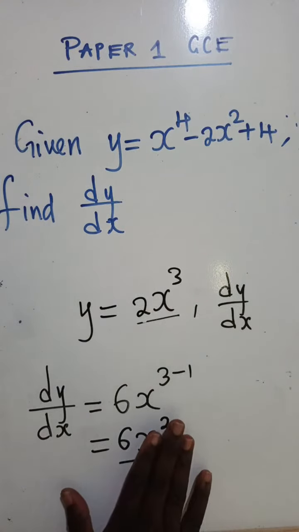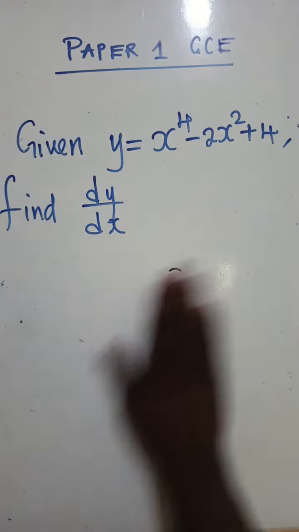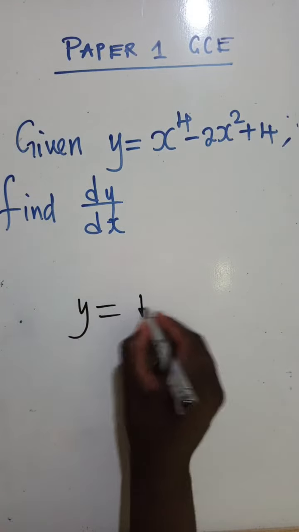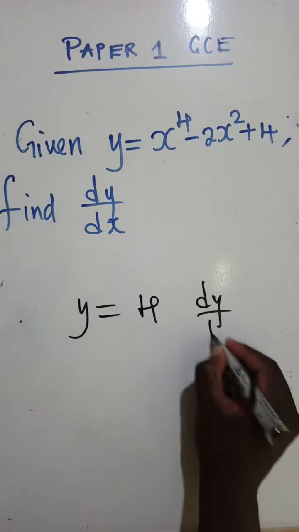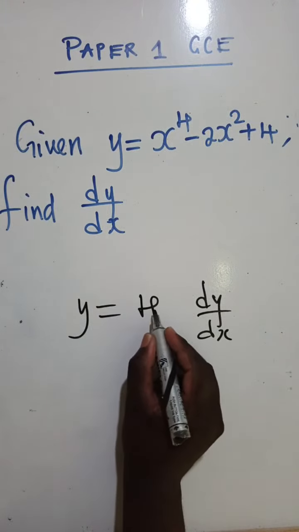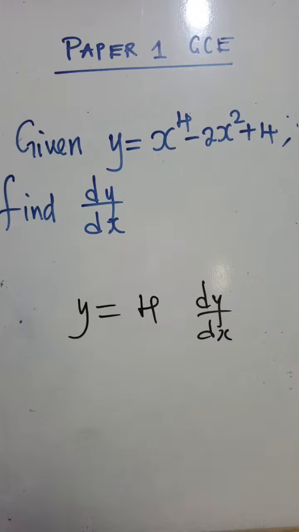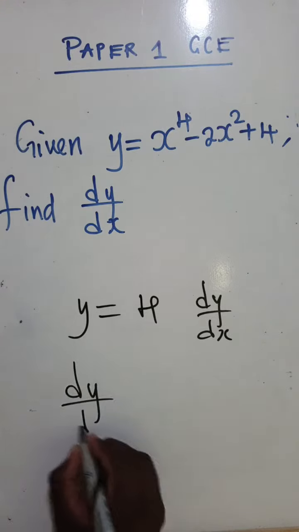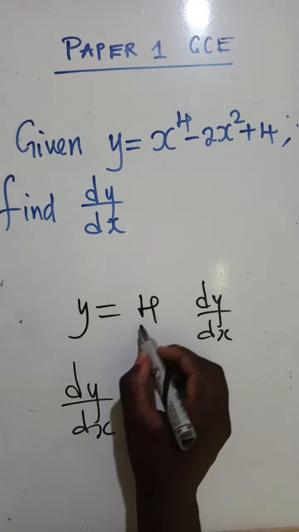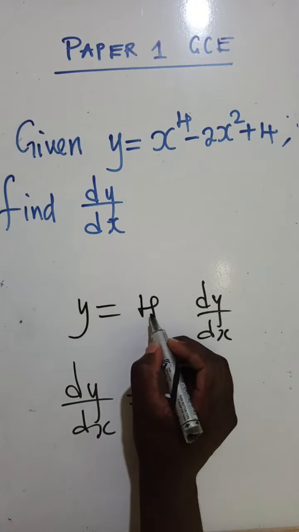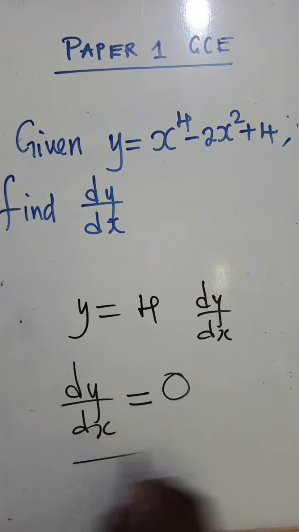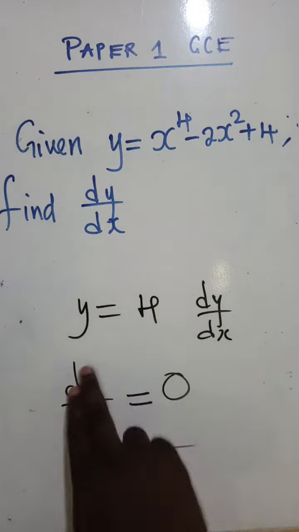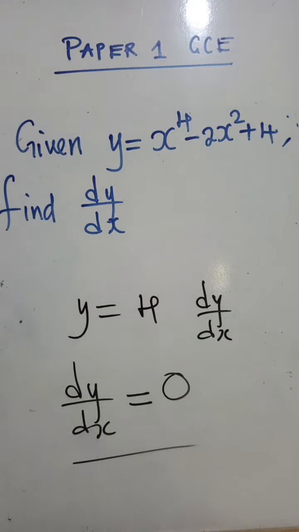Now, what if I give you something like this? y is equal to 4, and then I say find dy/dx. There is no letter here, it's a constant. What is the dy/dx of a constant? It will give you a 0. It's always a 0. So any number without a letter, if they say find dy/dx, the answer is a 0.